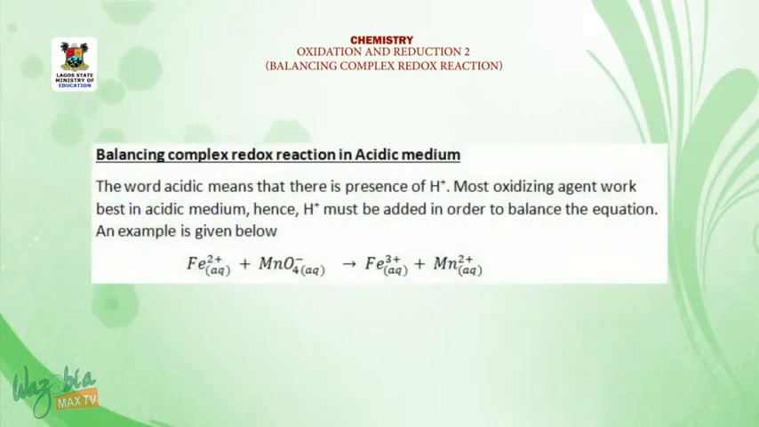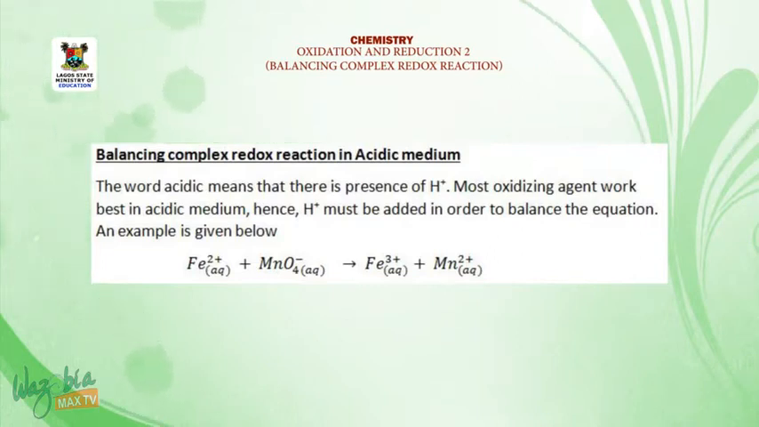Now, balancing complex redox reaction in acidic medium. The word acidic means that there is presence of hydrogen ion. Most oxidizing agents work best in acidic medium. Hence, hydrogen ion must be added in order to balance the equation. An example is given below.